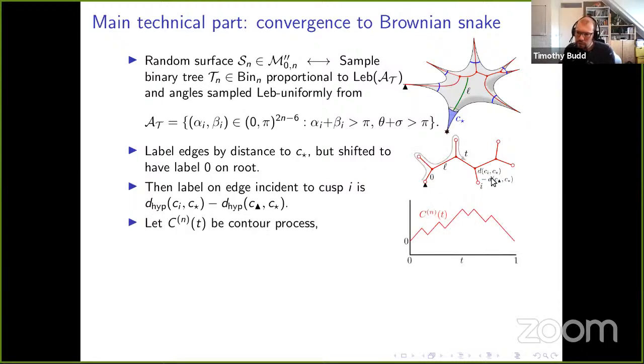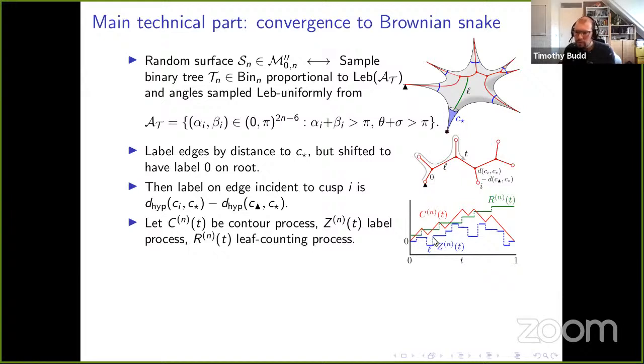So what we then do is we take our tree together with the labels and encode them in processes, just like for the planar maps. So we can look at the contour process. So we follow the contour of the tree and we record the height of the vertices within this tree, starting from the root. This is the contour process. We can also look at the label process, which is a piecewise constant function that just records the label of every edge when following the contour. And finally, we look at the leaf counting process, which just records the number of leaves that we've seen so far when we follow the contour. So this is the R of n.